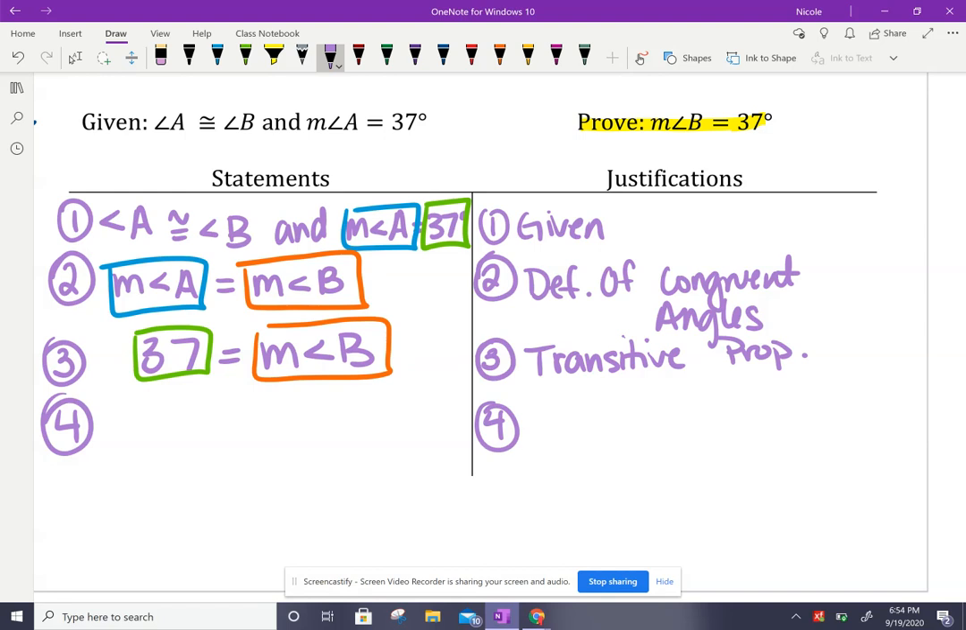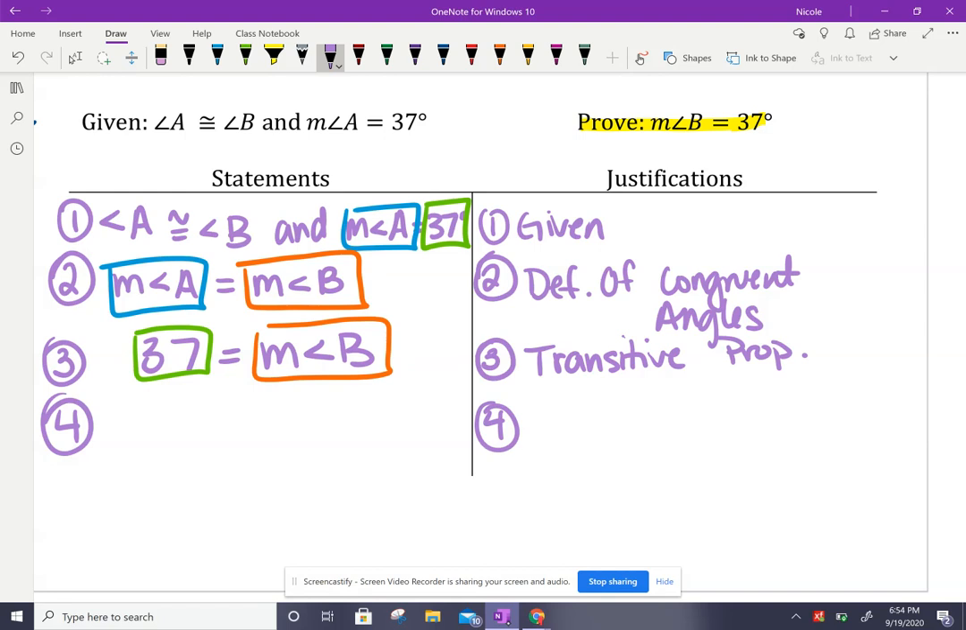People often confuse this with substitution, but since there are 3 separate equal signs and 3 separate pieces of information, remember, transitive starts with a T and 3 starts with a T. So everything happens in groups of 3: 3 equal signs or 3 congruent signs with 3 sets of information. The measure of angle A is a piece, the measure of angle B is a piece, and that 37 degrees is a piece of information.